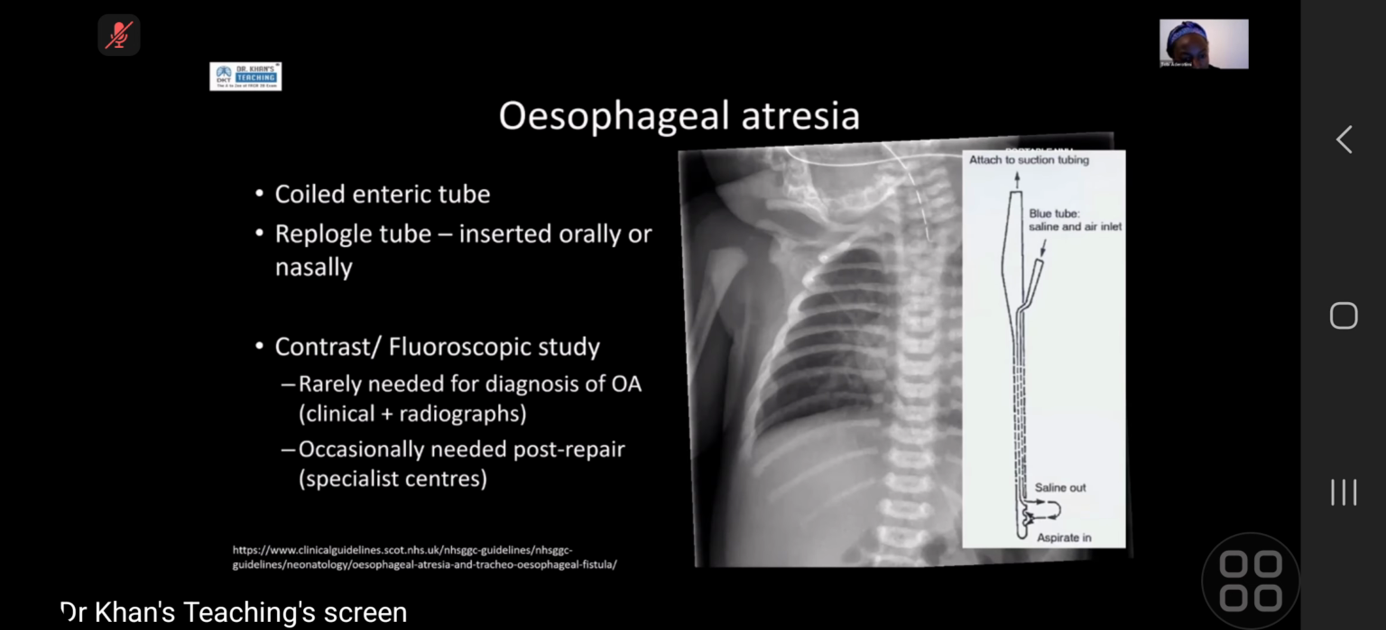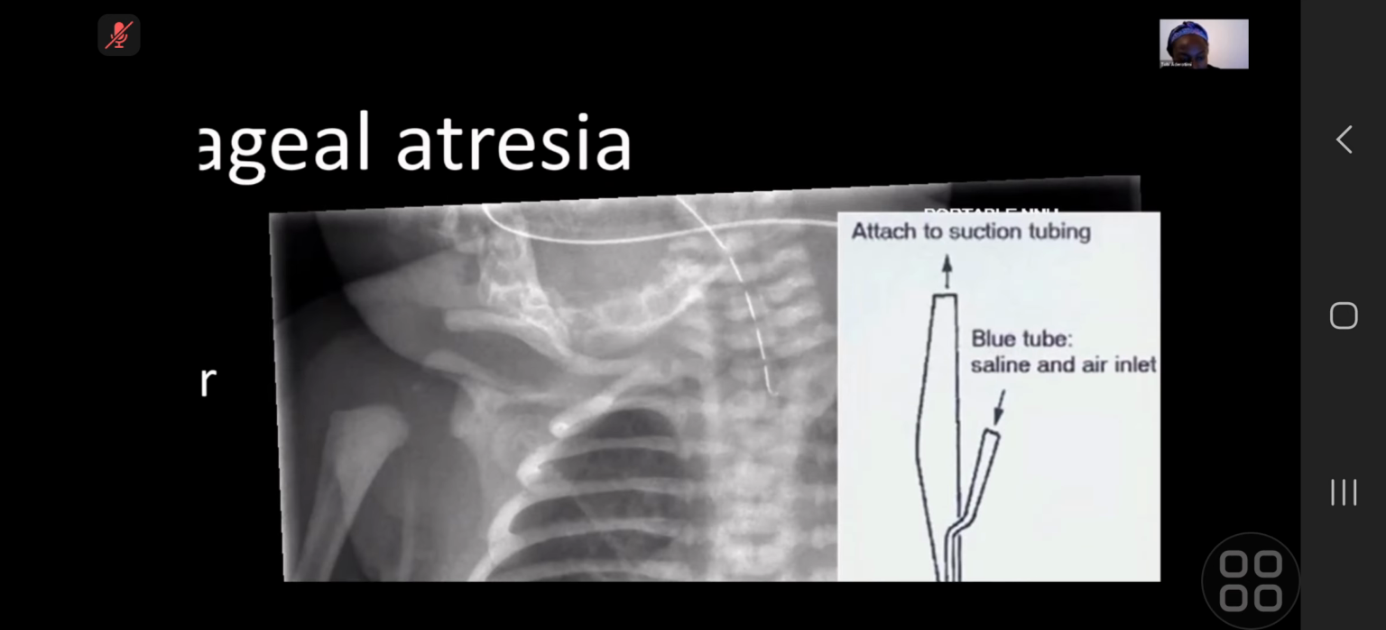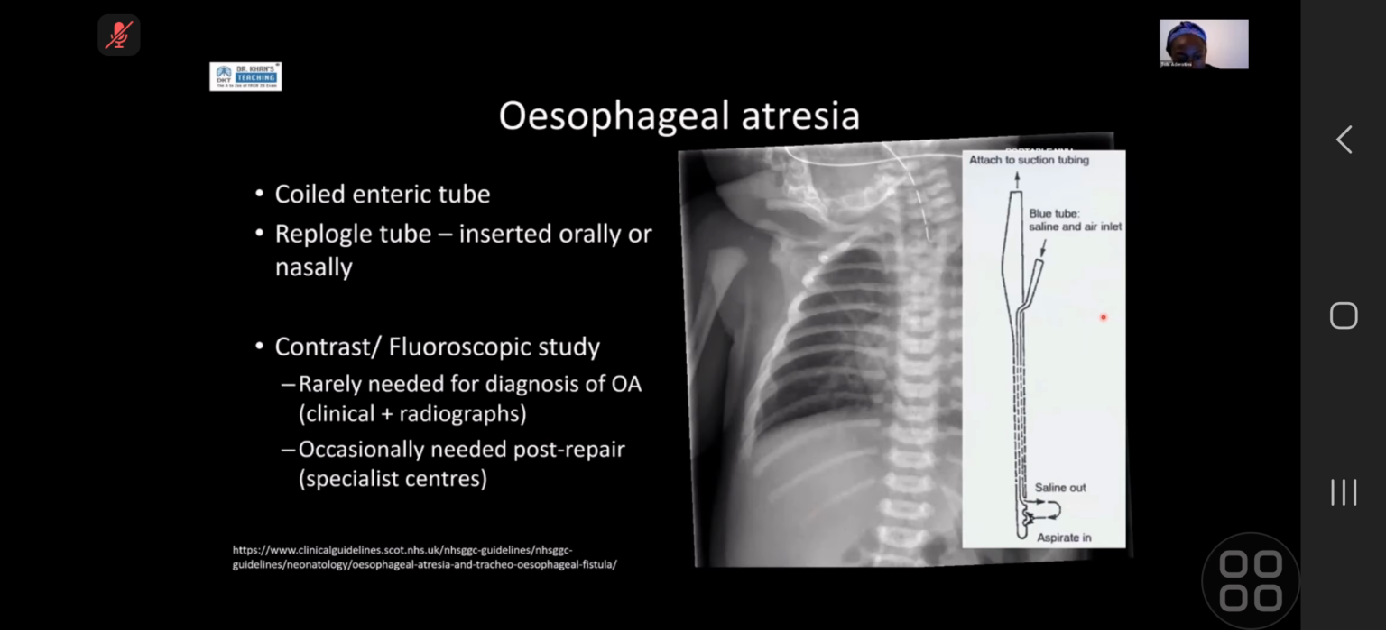So you can tell it's a Replogle tube because it's got the interrupted radio dense lines. So they're interrupted, so you've got a hole between them. And it means that they can aspirate, and also they can put saline in as well. So it's double lumen. So they can suction from it to drain the secretions that the child has swallowed. But they can also inject into it by putting some saline in. And the saline helps break up the secretions so that they can then aspirate them.